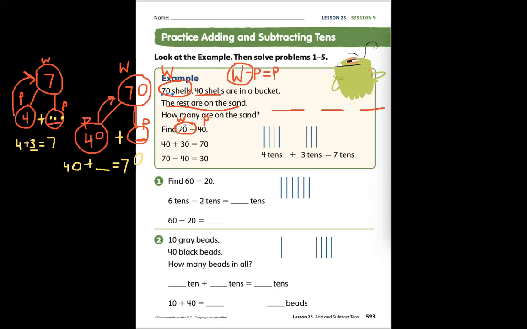70 is the same as 7 tens. Here we have 1 ten, 2 tens, 3 tens, 4 tens, 5 tens, 6 tens, 7 tens. So we have 40 that are in the bucket. That's the part that we know. Counting up to the whole or the total, which is 7 tens.